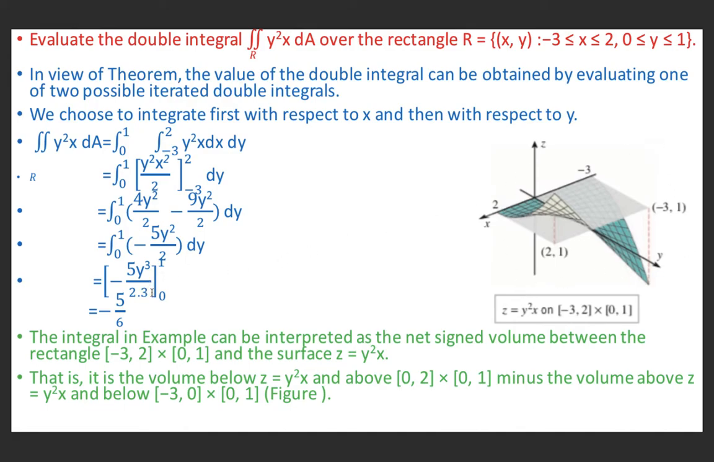So we have calculated the double integral of y square x over this rectangle. This is the total rectangle. X is between minus 3 and 2 and y is between 0 and 1. This is the x-axis, this is the y-axis and this is the z-axis.